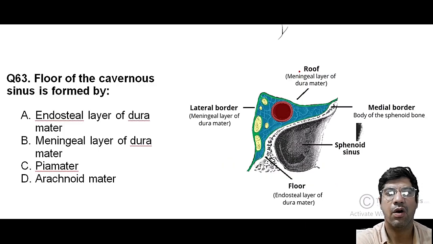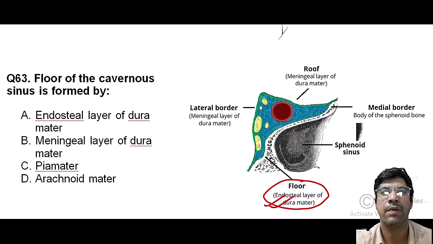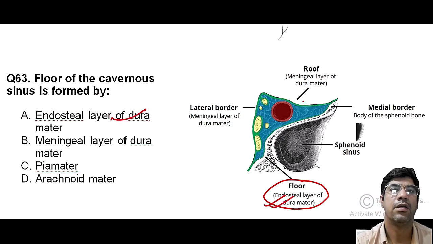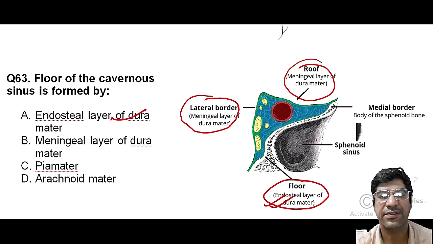The floor of the cavernous sinus is formed by the endo-ostial layer of dura mater. The roof is formed by the meningeal layer of dura mater. The lateral border is formed by the meningeal layer of dura mater. So the dura mater is the outermost and the toughest of the meningeal layers.